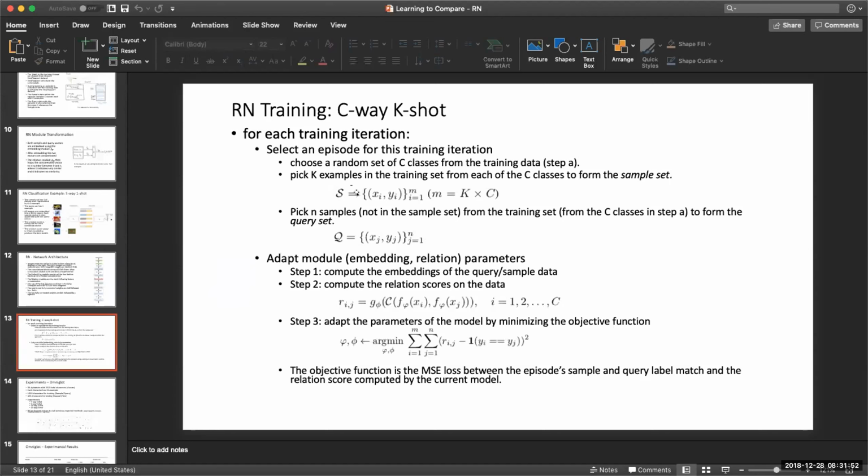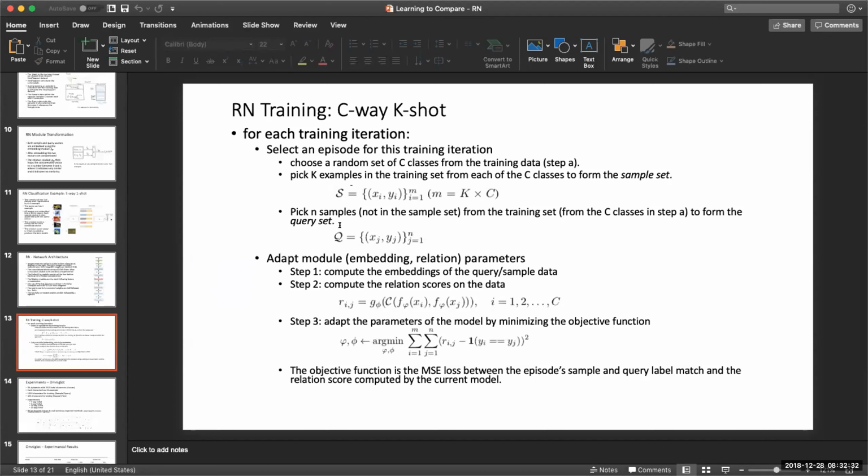The notation, as I mentioned before, is that you have the sample set, which has C times K elements in it. So there are potentially K examples of each of the C classes. The I index is used to differentiate that from the J index, which are the queries. The queries are also chosen from the same set of C classes, but there doesn't appear to be any restriction; they're more randomly chosen from those classes.